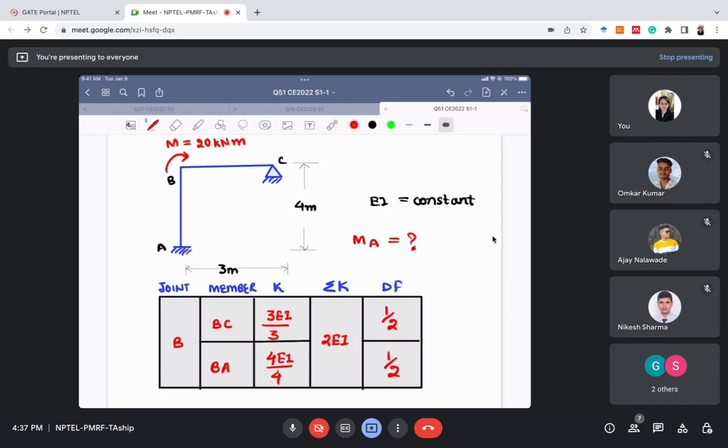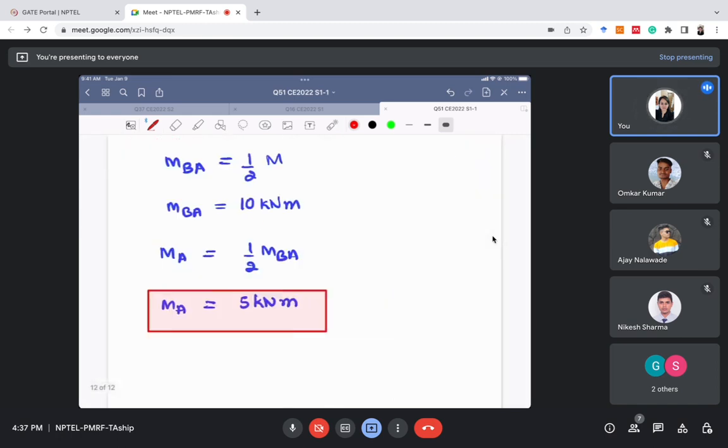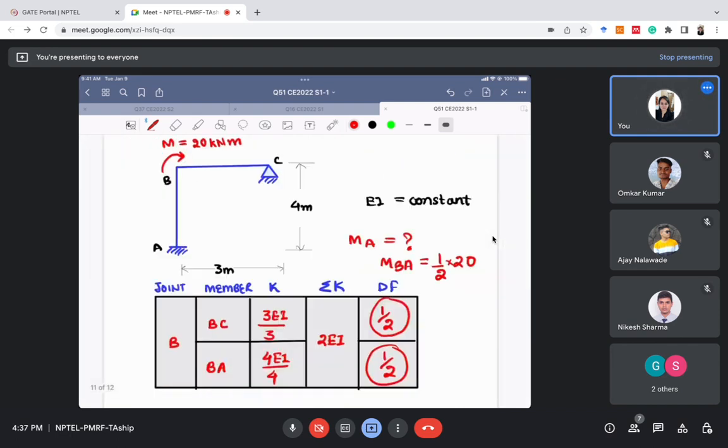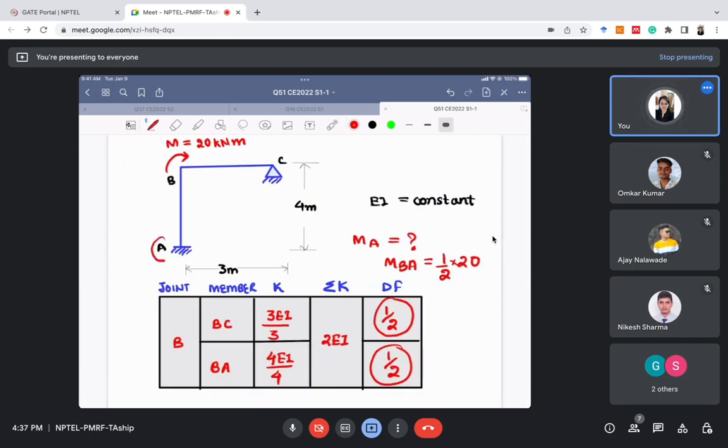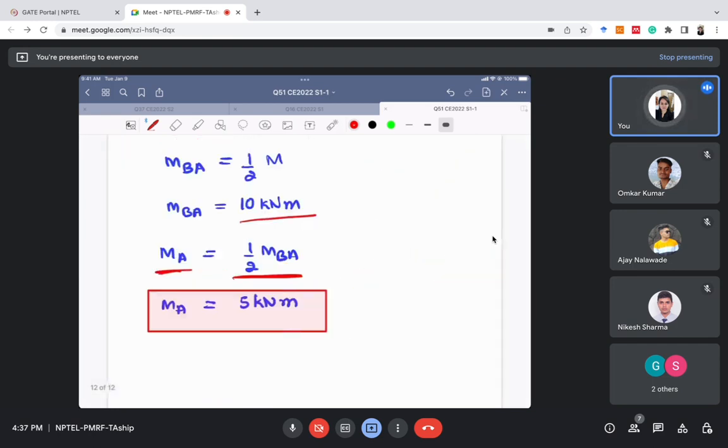So from the distribution factor, MBA will be equal to half of the applied moment. Half of the applied moment is 20, so MBA is equal to 10 kilonewton meter. And from the concept of carryover moment, MA will be half of MBA, because half of the moment will be carried over to the far end. MBA was 10, so MA will be 5 kilonewton meter.